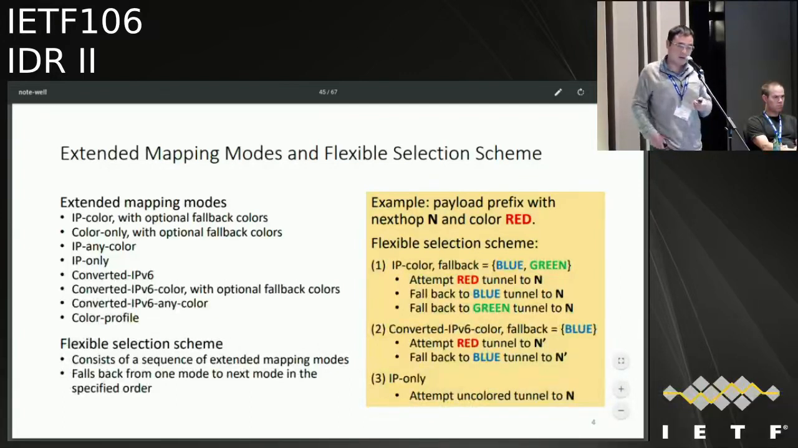The first one is IP color with fallback blue and green. So what this means is that we'll first attempt to find a red tunnel to N. If it's unsuccessful, we'll move on to look for a blue tunnel to N, and then a green tunnel to N. If the entire first mode is unsuccessful, we'll move on to the second mode, which in this case is converted IP color with a fallback blue, meaning that we're going to convert the IP address N to an IPv6 address, and then look for a red tunnel to that IPv6 address. If it's unsuccessful, we'll move on to a blue tunnel. If the entire second mode is unsuccessful, we'll go on to the third mode, which is IP only, meaning that we're going to just ignore the color and look for an uncolored tunnel to N.